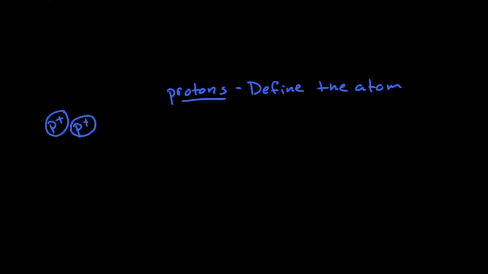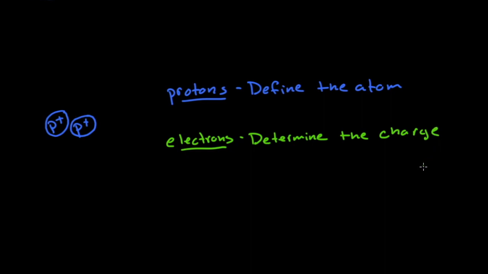The other subatomic particle is going to be electrons. So I'll write down electrons over here. And what electrons do is those are going to determine the charge of my atom. And so I'll put that it determines the charge. And so electrons have a negative charge, a -1 charge, and protons have a +1 charge.